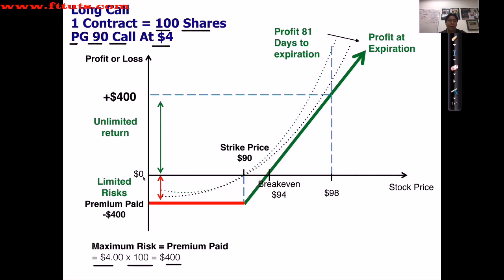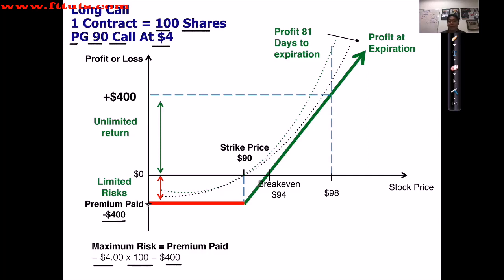So the maximum that I would lose, again, this shows you the profit, this shows you the loss. On the y-axis, on the x-axis, we have got the stock price. So this is a higher stock price, that's a lower stock price. The maximum risk is $400, and that happens if the option expires worthless by the expiration date. If it expires out of the money, you lose $400.